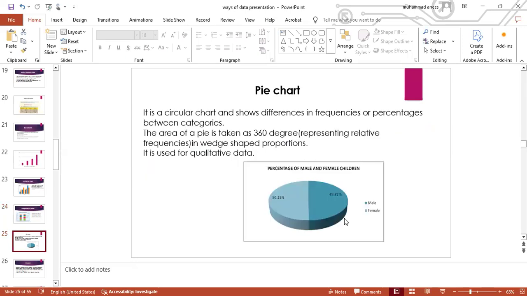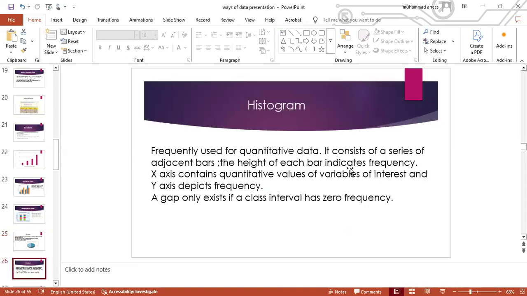Now the pie chart. It is a circular chart and shows differences in frequencies or percentages between categories. The area of a pie is taken as 360 degrees, representing relative frequencies in wedge-shaped proportions. It is used for qualitative data. So this figure shows the gender distribution between children. 50.18% of the children are female and 49.82% are male. So this can be easily comprehended by forming a pie chart.